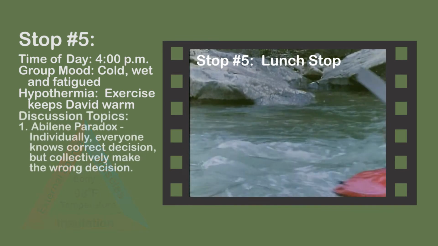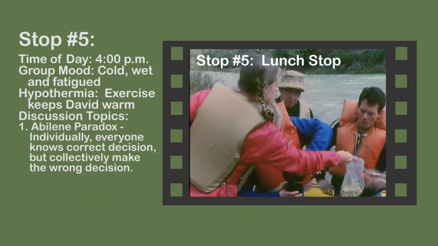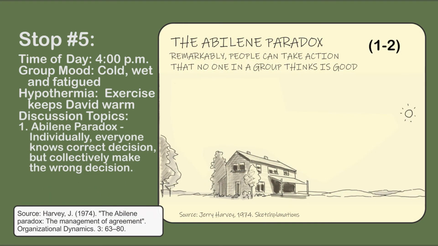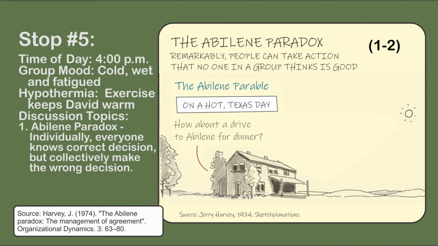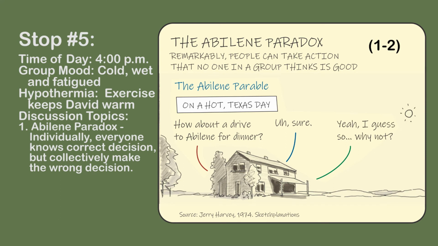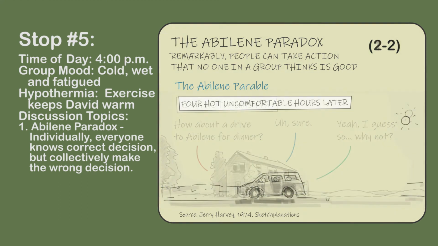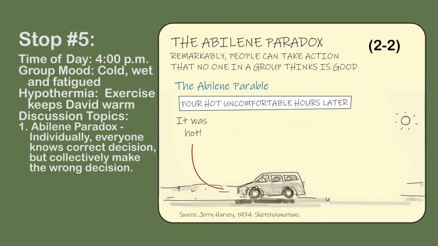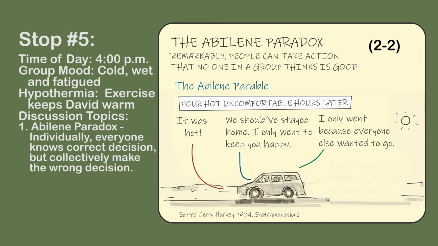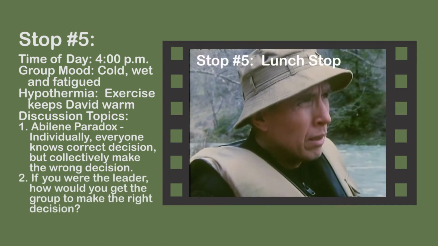The group discusses whether they should continue the trip or take out here. Consider the Abilene paradox. It is where individually each group member knows the correct decision, but collectively they make the wrong decision. Individually, they know that they should take out here, but they decide to finish the trip because it is what they think everyone else wants. It is a form of groupthink.